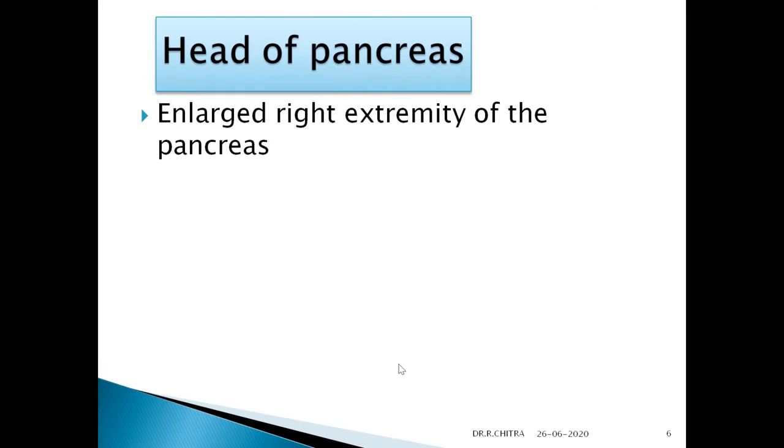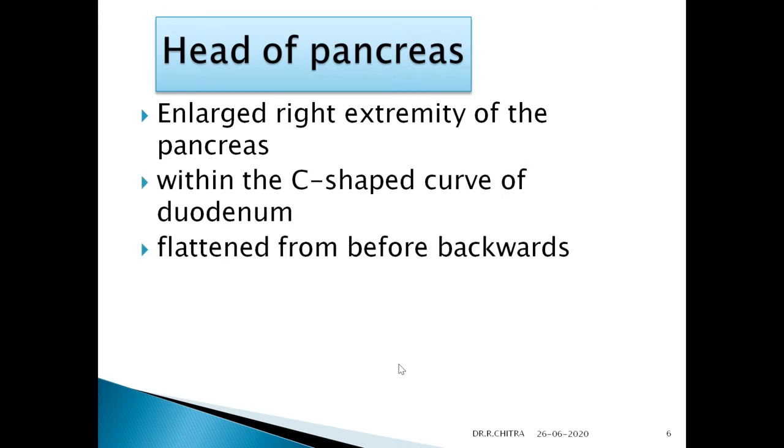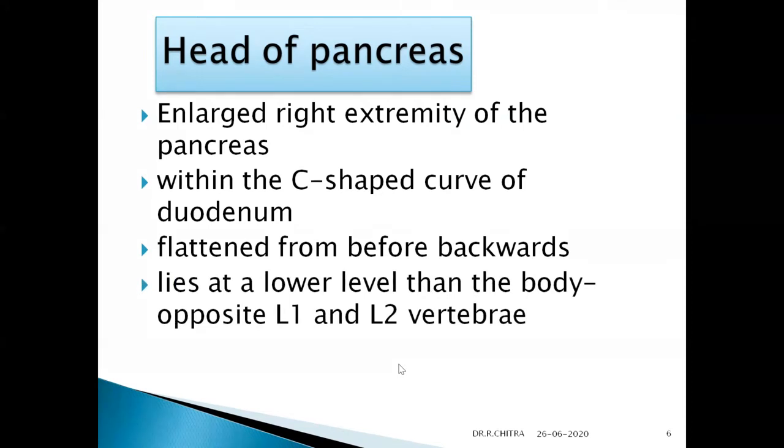So the head of the pancreas is the enlarged right extremity of the pancreas. As we told, it is in the C-shaped curve of the duodenum. It is flattened, so it will have two surfaces and four borders. And it is slightly at a lower level than the body, opposite to the L1 and L2 vertebrae.